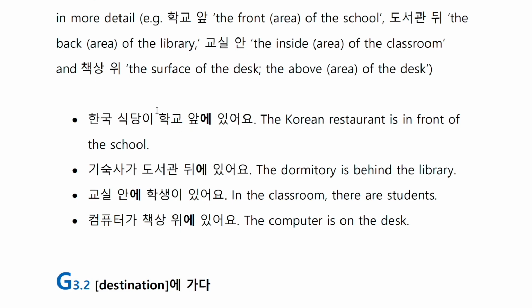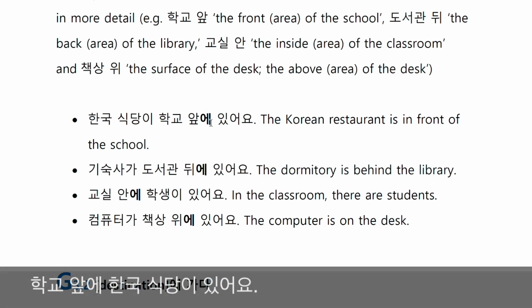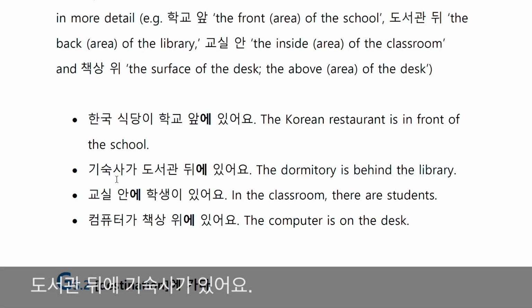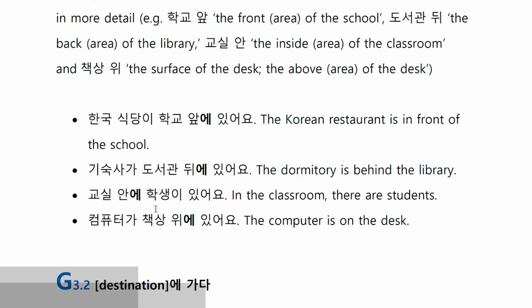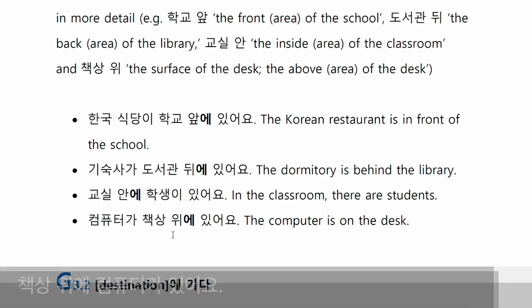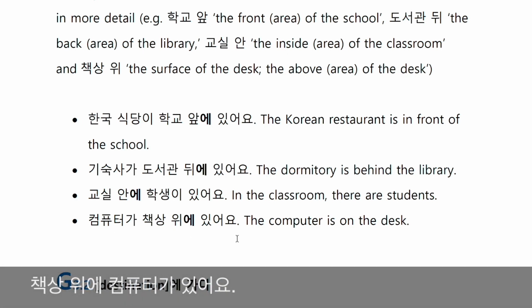Like you can put 학교 앞 in the beginning of this sentence. 학교 앞에 한국 식당이 있어요. 뭐 that is fine too. 도서관 뒤에 기숙사가 있어요. That is also fine. 학생이 교실 안에 있어요. 뭐 that is also good. 책상 위에 컴퓨터가 있어요. 뭐 that is also good.